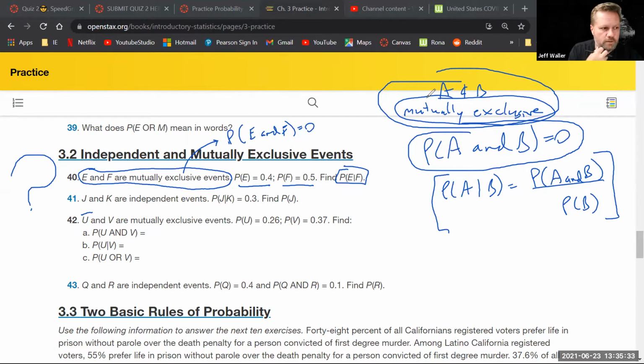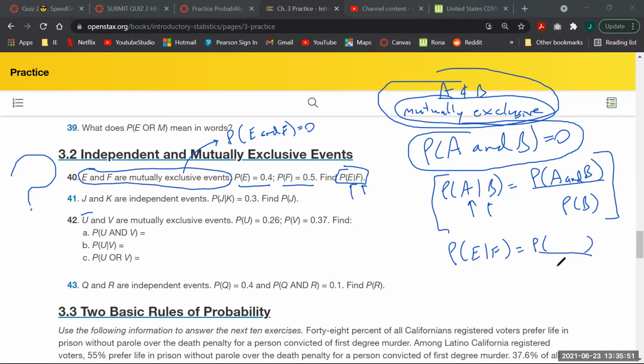Now, is anybody concerned that there's E and F here and there's A and B there? Who gives a shit? What's the probability of E given F then? Just using exactly what this formula sets up for me. It's the probability of E given F. 0. No.